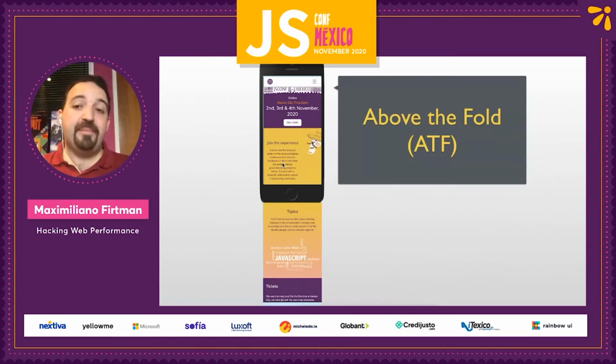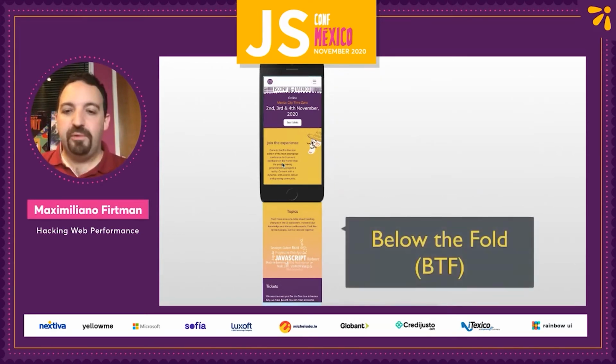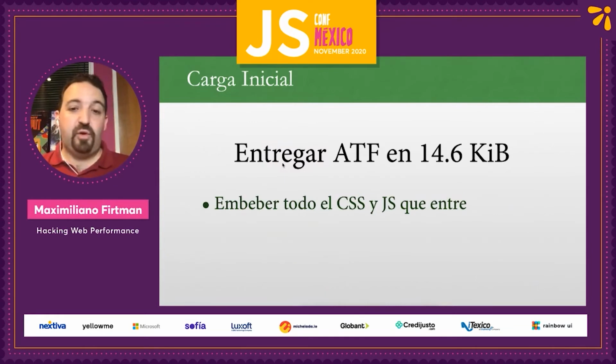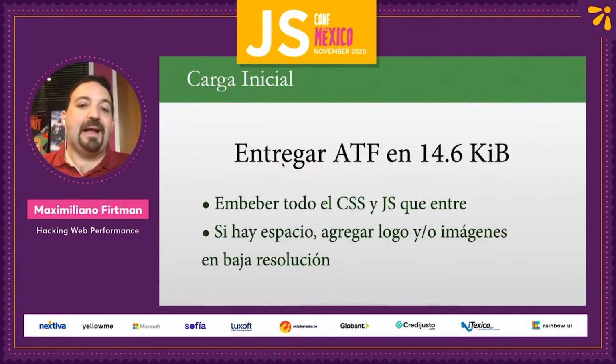So we need to separate the above the fold, which is what you see in the first scroll, from below the fold, which is, of course, when you scroll later. So we need to deliver the above the fold in 14.6 kibibytes, every CSS, every JS that comes in. And if you still have space, add an embedded logo in base 64 or low-res images.